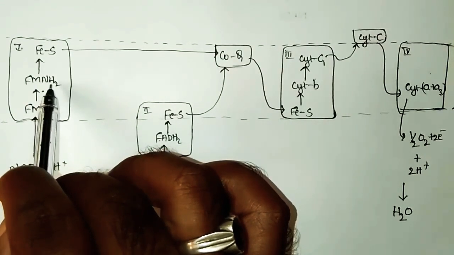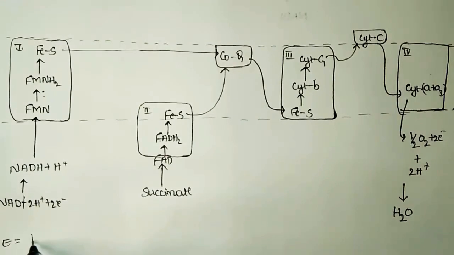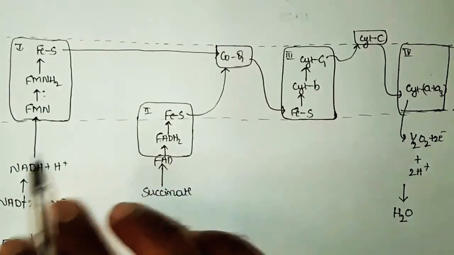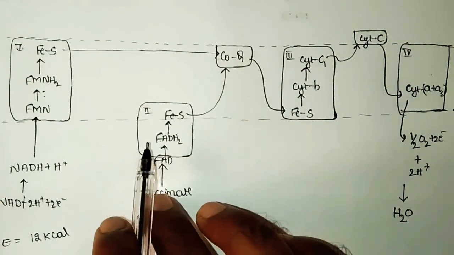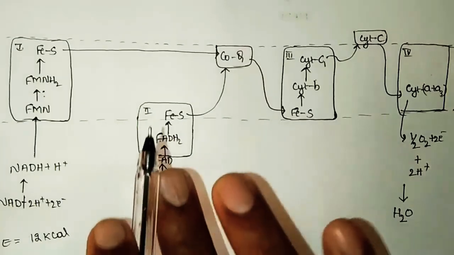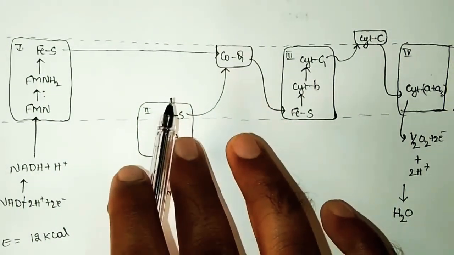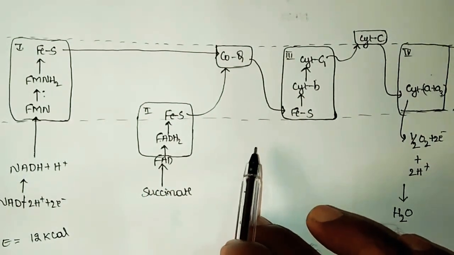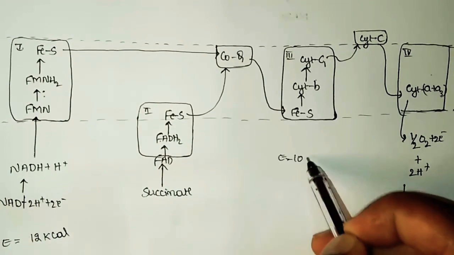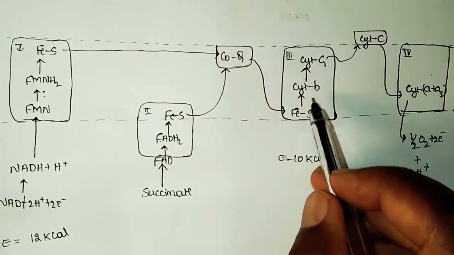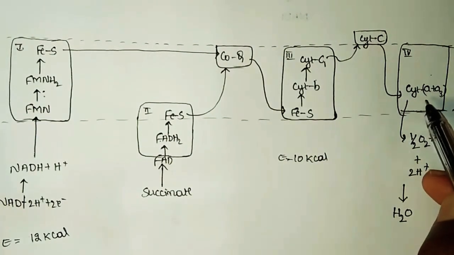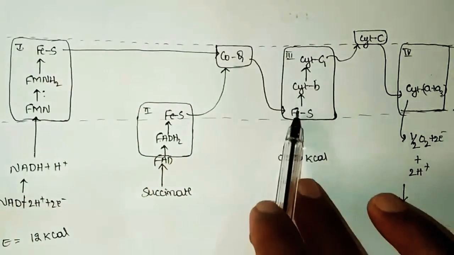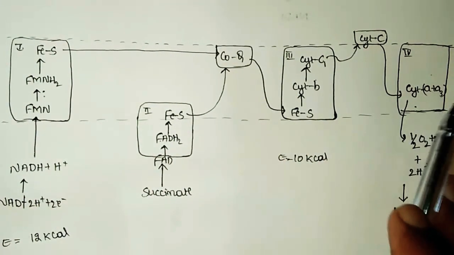So in case of electron transfer from complex 1, the energy released will be approximately 12 kilocalories, and that is enough for pumping the protons into the intermembrane space. But again, if you come to the case of complex 2, the energy released during the electron transfer is very much less, and thereby the pumping of protons out of the membrane is not possible because the energy produced is not enough. And from complex 3, the energy released is around 10 kilocalories, and this is also having capability to pump the protons. And in case of complex 4, the energy released will be a little less, and thereby compared to complex 1 and complex 3, complex 4 will pump relatively fewer protons.